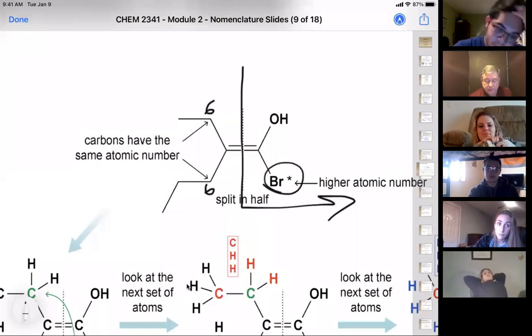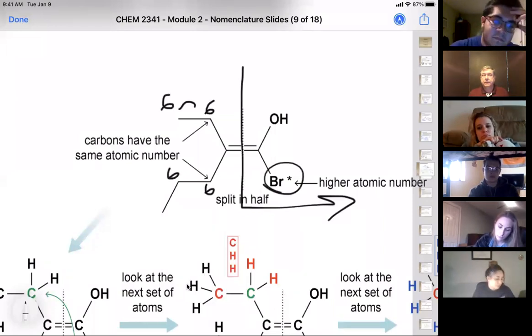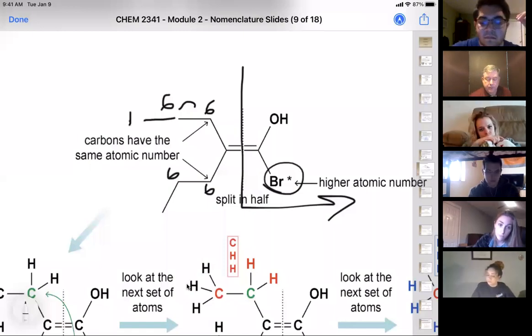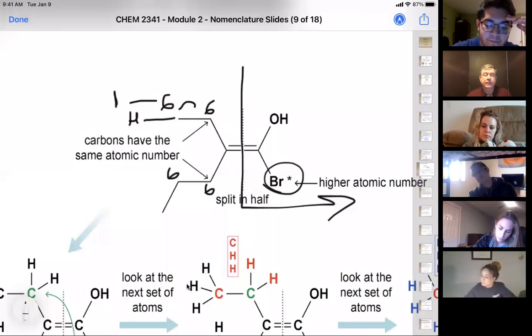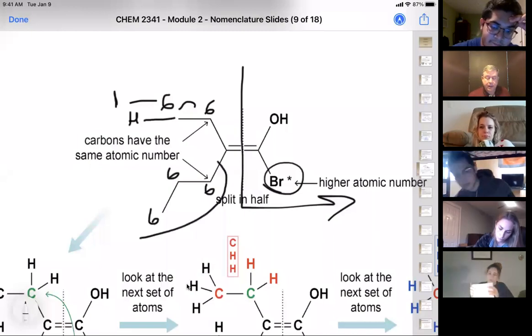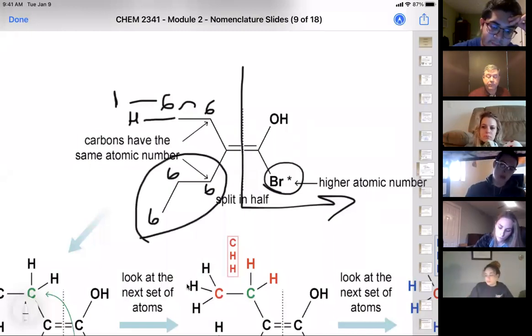Let's find a differentiation. We'll go over here, and this is 6, and this is 6. That's the same. Now let's go over. Remember, there is an understood hydrogen hanging off here, so that means our next priority number on this side is 1. It has the atomic number 1. However, this has a 6 on it. So that means this now is differentiated from this because the next atom over is higher priority.